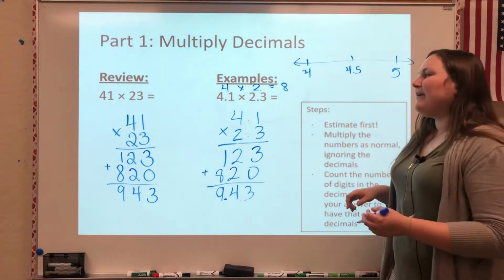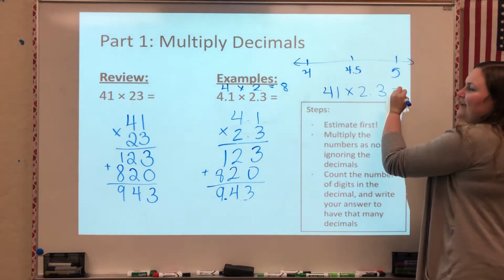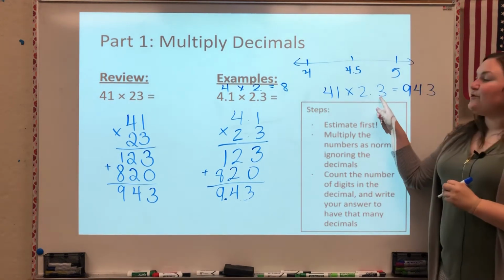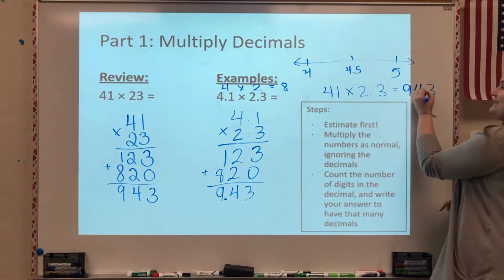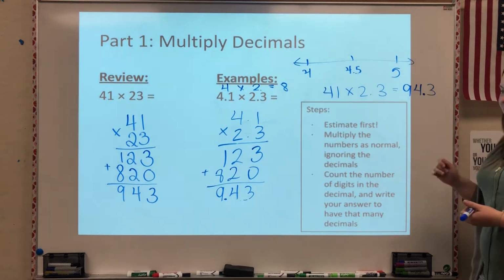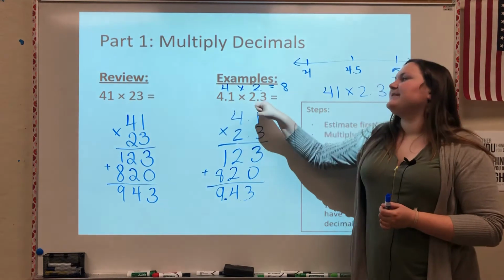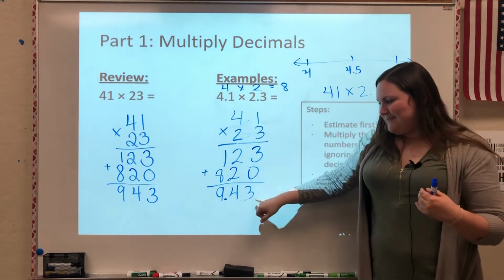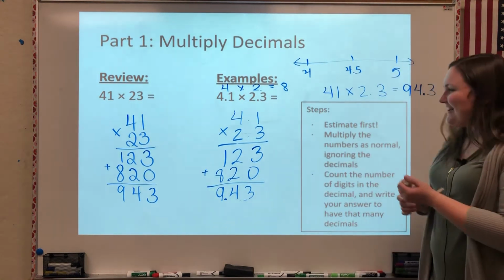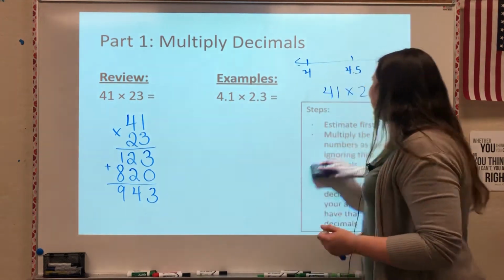If instead of 4.1 times 2.3, the problem was 41 times 2.3, it's going to work out to be the same number. But then there's only 1 number after the decimal point, which means my answer would have only 1 number after the decimal point. It would be 94.3. So you get an idea where the decimal point is going to go by counting how many total numbers come after the decimal point and making sure your answer has that many numbers after the decimal point. We're going to look at another example in just a second, as soon as I erase the board.